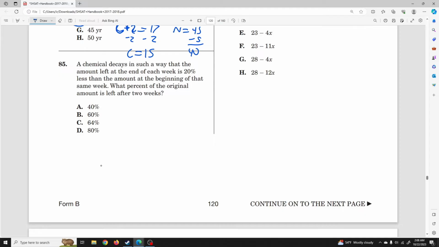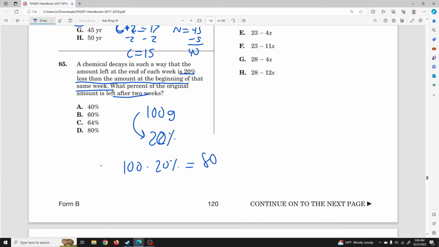Chemical decays in such a way that the amount left at the end of each week is 20% less than the amount at the beginning of the same week. What is the percent of the original amount left over in 2 weeks, right? So let's say that we have 100 grams of this chemical, right? At the end of the first week, we're going to have 20% of it left. In other words, what's 20% of 100? 100 times 20% is going to be 80? Yeah, so 20% of it remains, right?